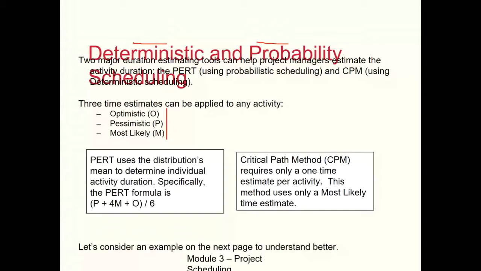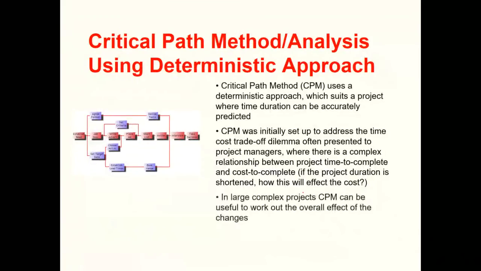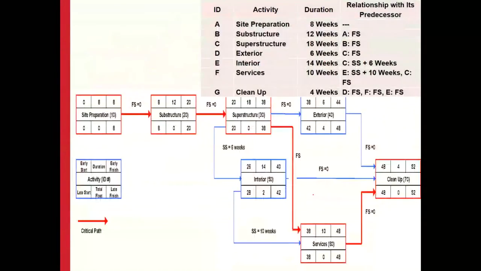And using a PERT formula, which is pessimistic plus 4 times most likely plus optimistic, divided by 6, we identify the most likely time, which is subsequently used. And the CPM requires only 1 time estimate per activity. This method uses a most likely time estimate. Now, we have already gone through CPM, so I'm not reviewing.